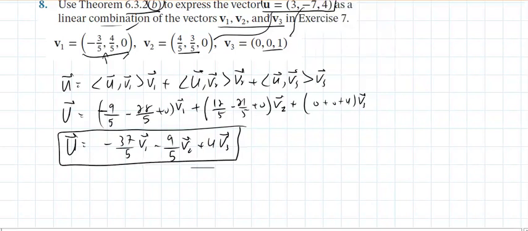Linear combination of those three. And that's all we need for this section. We're going to stop here. This is all we need for what's to come.